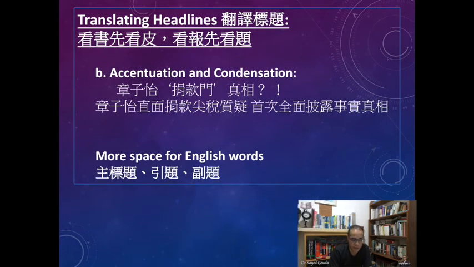Accentuation and condensation. When you translate a Chinese headline into English, usually the Chinese headline is much longer than the English headline. And here you don't have to translate the Chinese headline word for word. Like this headline here, Zhang Ziyi, Zhuan Quan Men Zhenxiang. This is about a famous Chinese actor. You don't have to translate this long headline and the following sub-headlines word for word. You can just translate the content and the meaning in as few English words as possible.